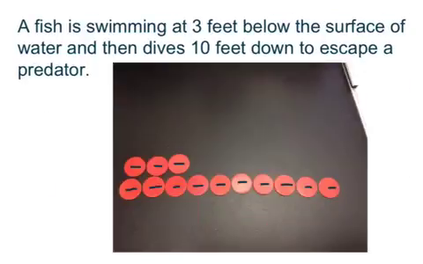So in this situation, we needed to model some keywords. We had a fish that is swimming at 3 feet below the surface of the water and then dives 10 feet down to escape a predator. Both of these words, below and down, would represent words that would be represented with negatives. The word dives as well would be down. You dive down, so that would also be negative.